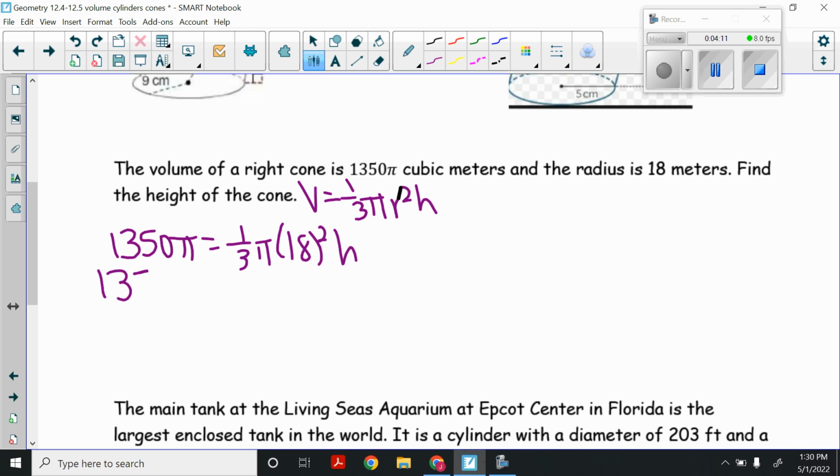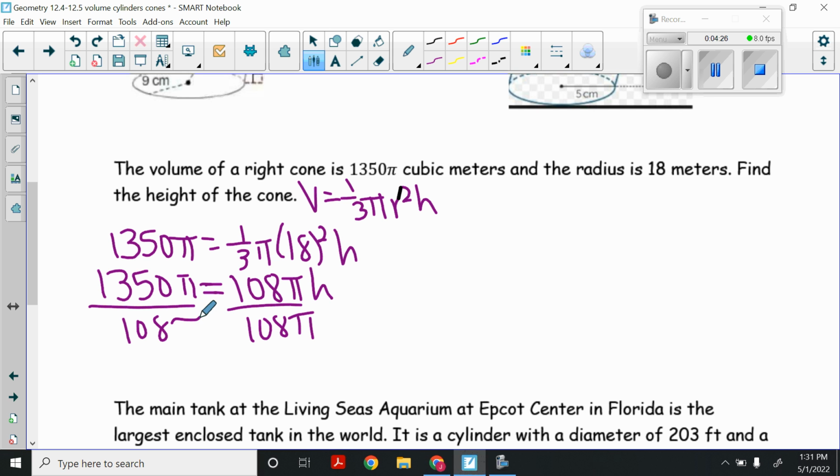So on this side, I still have 1,350 pi. Over here, I'm going to multiply 18 squared and then multiply that by 1/3, and I get 108 pi times h. I'm going to divide by 108 pi. Notice I did not multiply by pi because the volume they gave me included pi, so they will just cancel out over here. So the pi's cancel, so 1,350 divided by 108. My height is 12.5 meters.